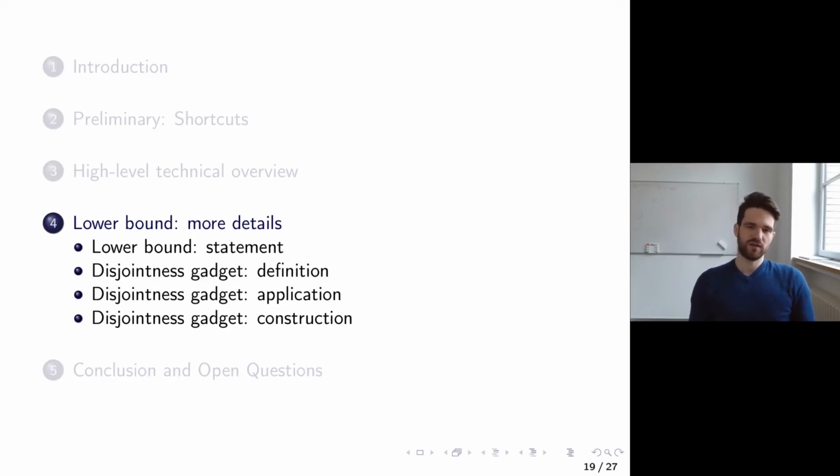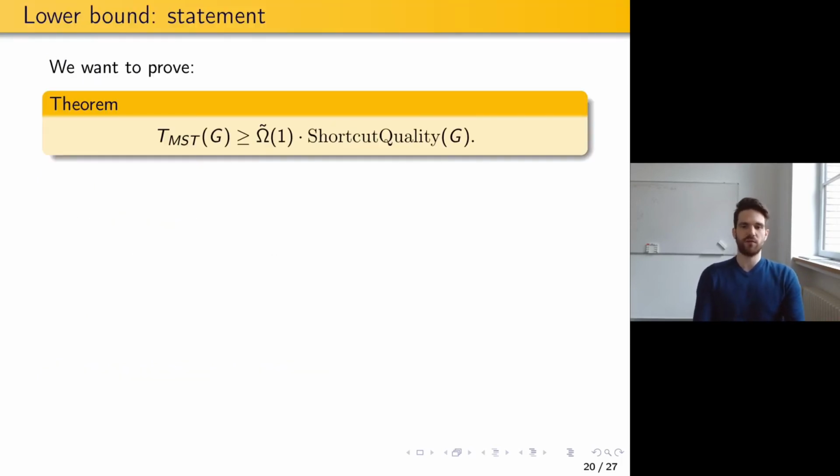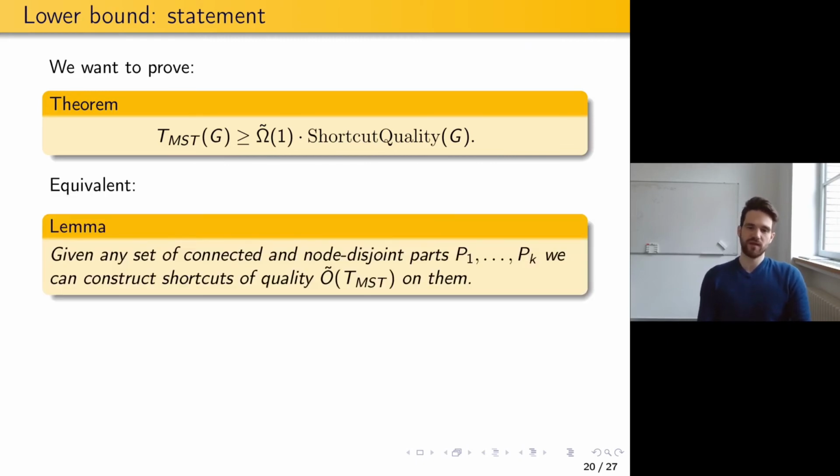I will now give a more in-depth overview about how the lower bound actually works. So the statement that we would like to prove is we want to show that the time to solve the minimum spanning tree on any graph G is lower bounded by the shortcut quality of G up to polylog factors. Now, equivalently, we can state it in the following way. Given any set of connected and non-disjoint parts, P1 to Pk, we can construct shortcuts of quality order T_MST on them. Alright, because that's kind of the question. If you construct on any set of parts a shortcut of quality T_MST, then assuming the T_MST is small, you get small shortcut quality. Perfect.